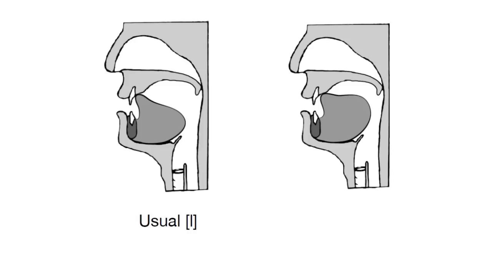The L in English is a little bit different. The tip is in a similar place, but the big difference happens with the back of your tongue. In English, the back of your tongue is raised up.